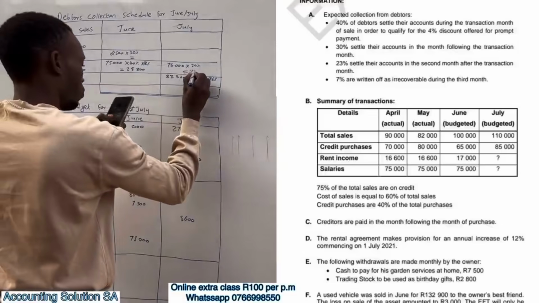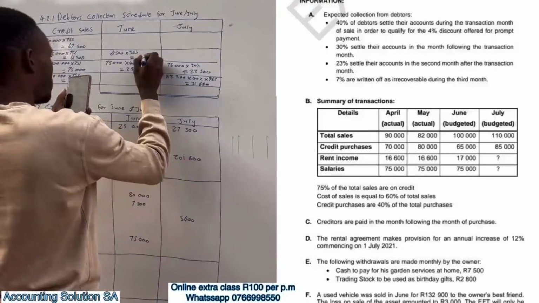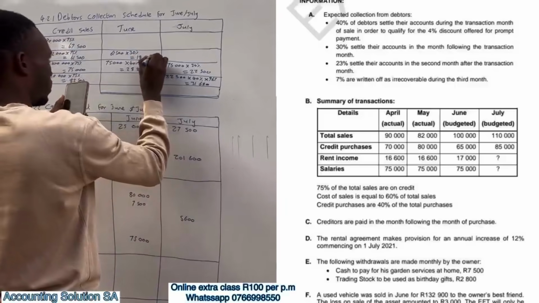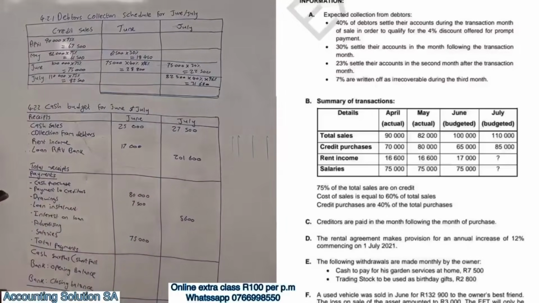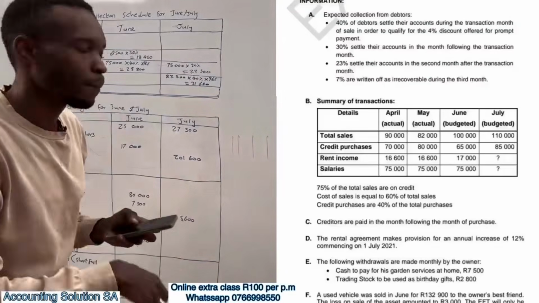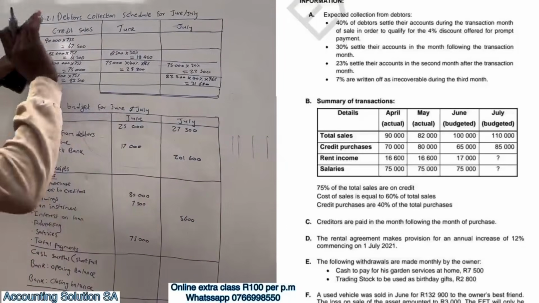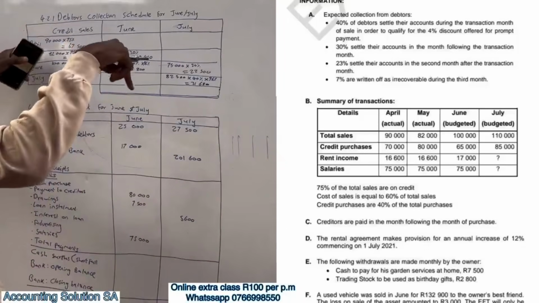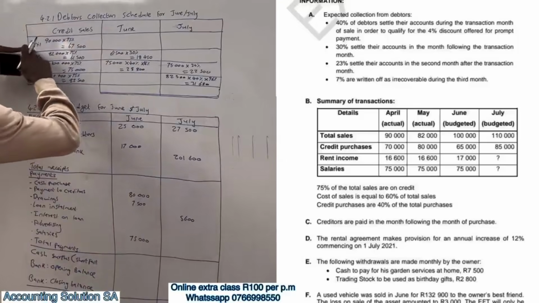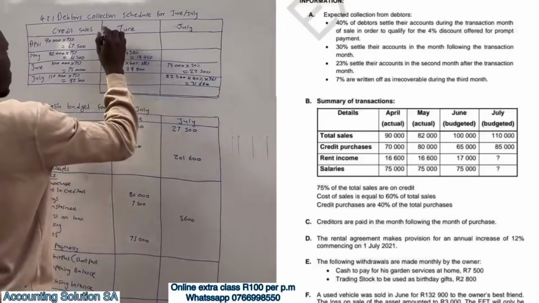Here is 22,500, and here it's going to be 18,450. Just like that. Okay, now we are going to the month after the month following the month of sales. If we are in April, we must first skip the following month and go to the one that we are looking for. If you are in April, we skip May and we go to June. And they said it's how many percent? 23%.